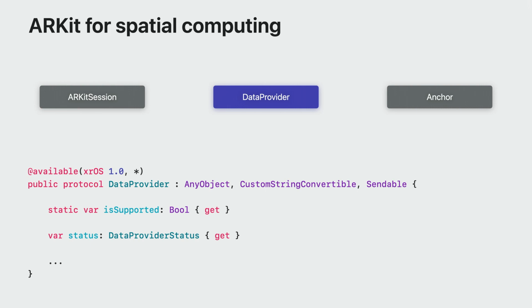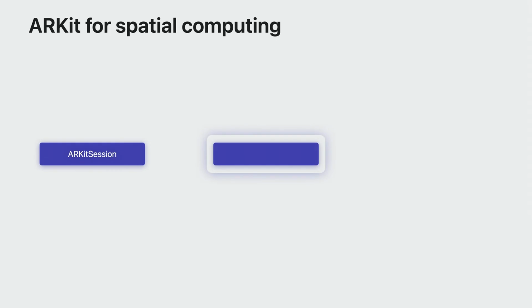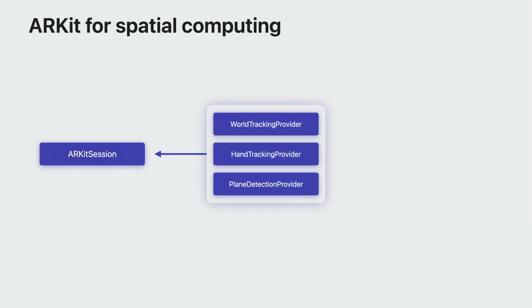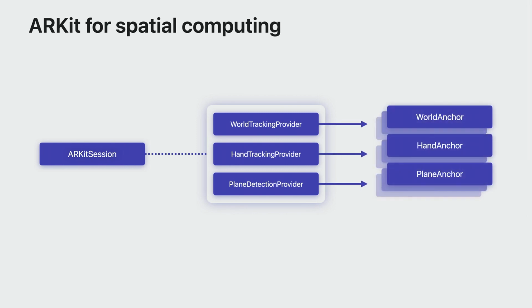A data provider represents an individual ARKit feature. Data providers allow you to pull for or observe data updates, such as anchor changes. Different types of data providers provide different types of data. A session represents a combined set of ARKit features that you would like to use together for a particular experience. You run a session by providing it with a set of data providers. Once the session is running, the data providers will begin receiving data. Updates arrive asynchronously and at different frequencies depending on the type of data.